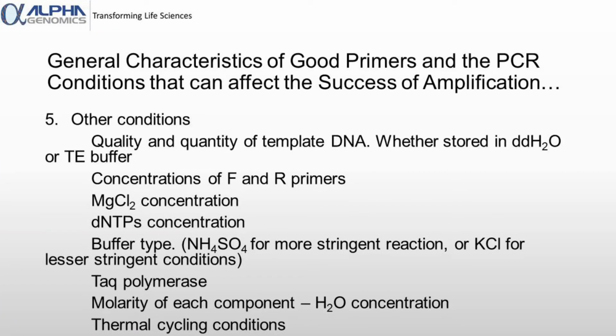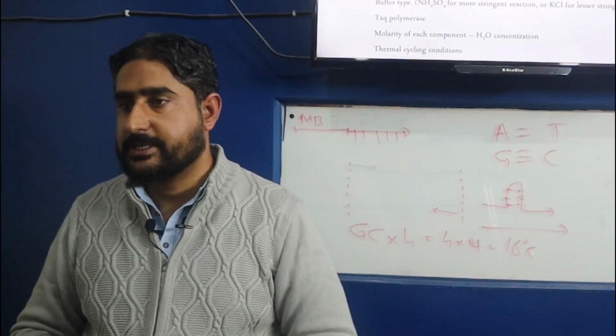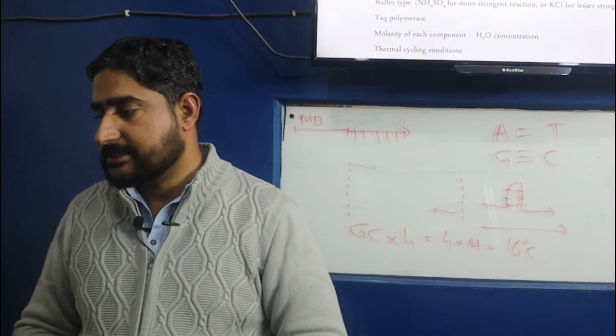Then we also need to consider the concentration of dNTPs, which are the building blocks in the PCR reaction. Then there are usually two different types of buffers. One is the ammonium sulfate buffer and the other one is the KCl buffer. Ammonium sulfate buffer is normally used for making more stringent conditions, and KCl, or potassium chloride buffer, is normally used for less stringent conditions.